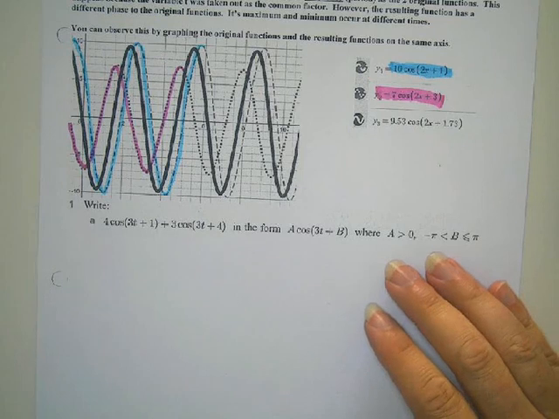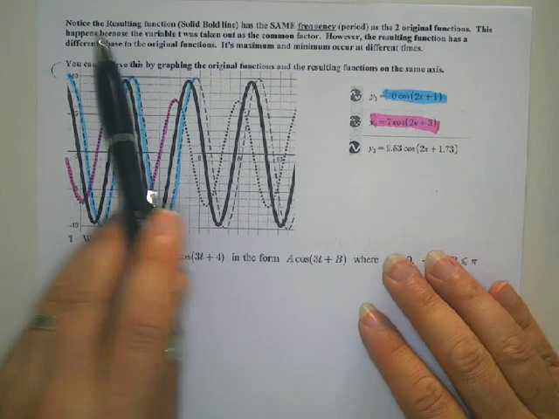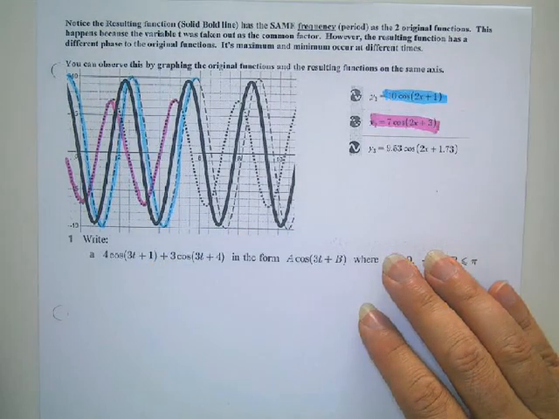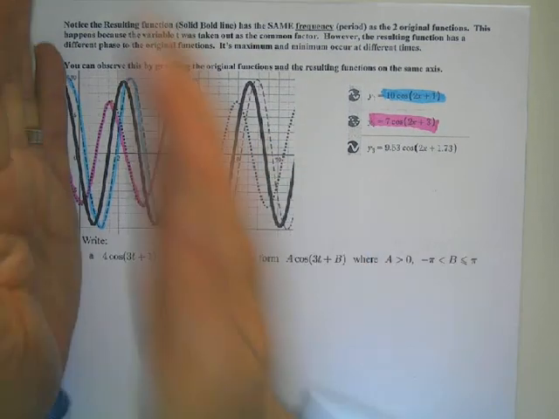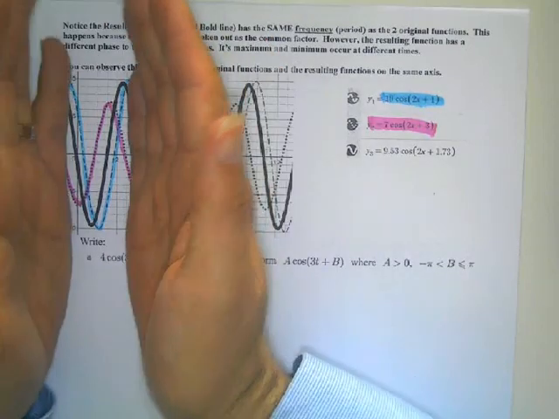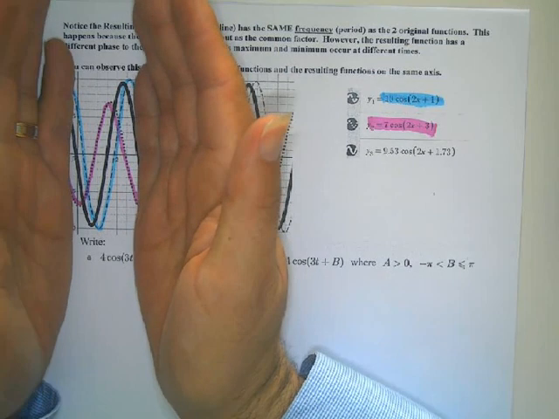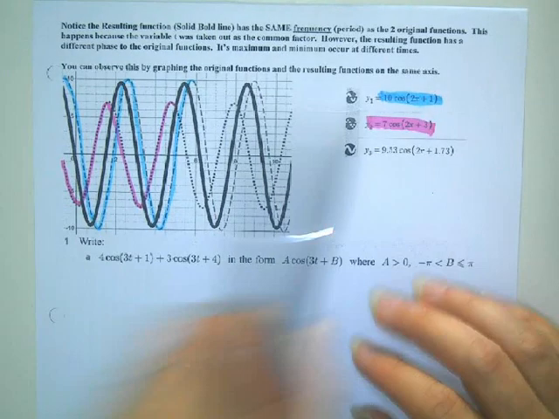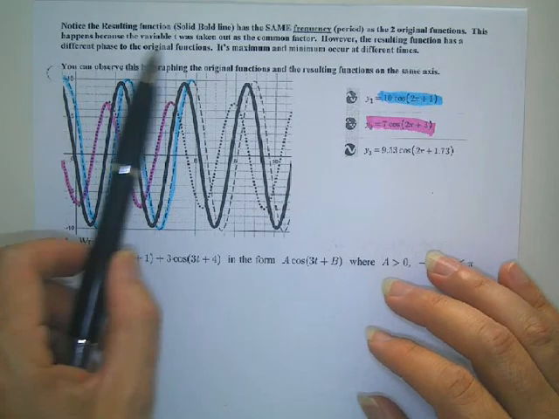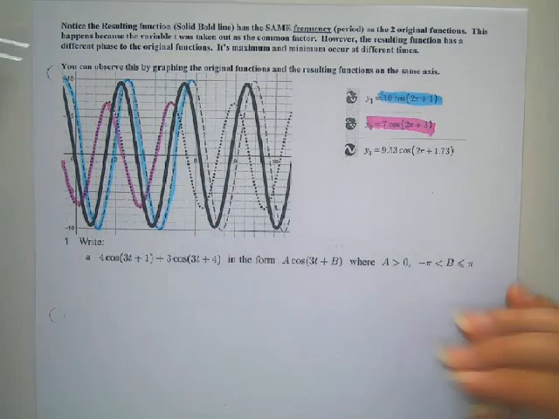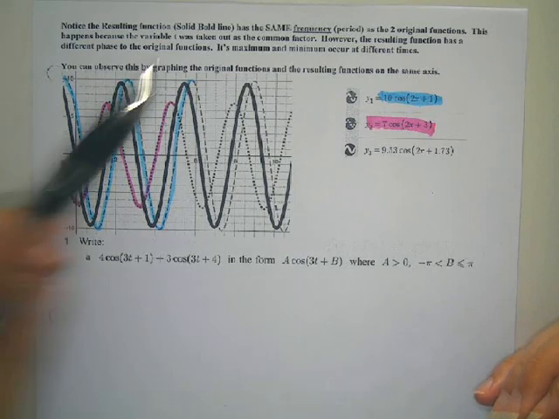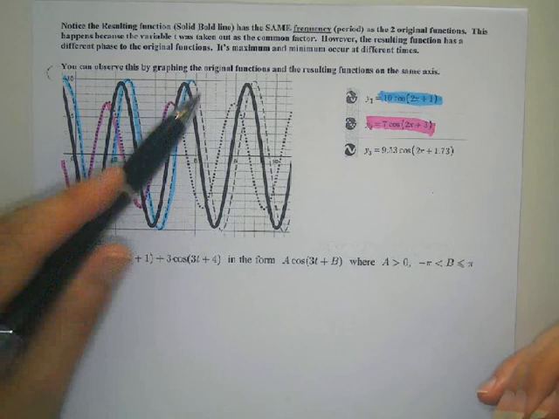Noting that the resultant function has the same frequency period as the two original ones. So they all kind of repeat in the same amount of space. And I go to here, and it looks the same. I go to here, and the pattern looks the same. Okay, so this happens because the variable t was taken out of the common factor. However, the resulting function has different phase than the original functions. Okay, and the maximum and minimums occur at different times than the other two original ones.